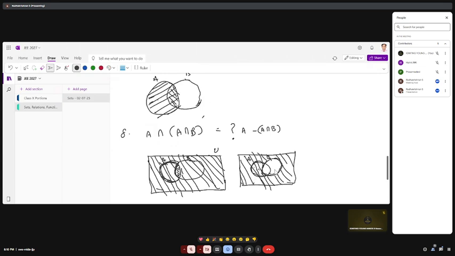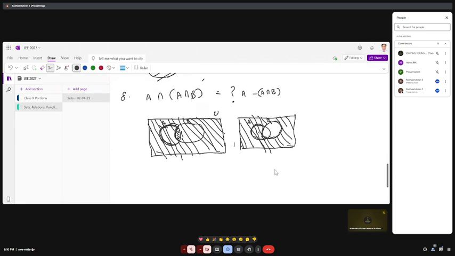You can also use De Morgan's law in this case. Let us use De Morgan's law. So what is De Morgan's law? A intersection B whole complement is equal to, we saw that, right? A complement union B complement. That is the De Morgan's law. A intersection B whole complement is equal to A complement union B complement. You can draw a diagram and verify.